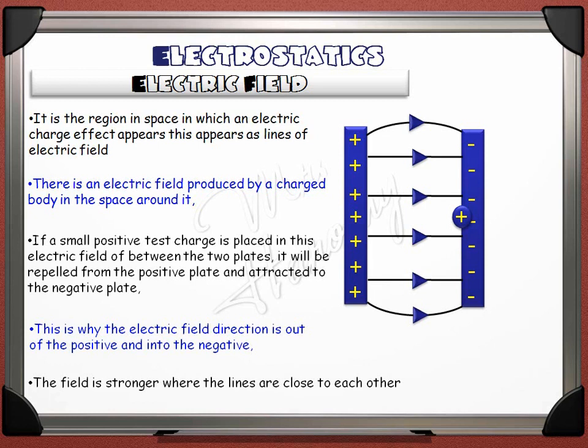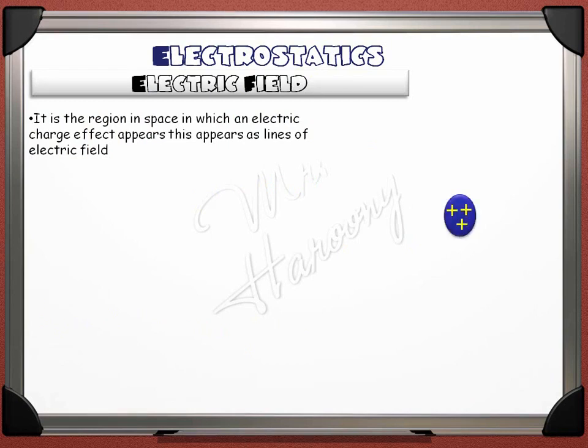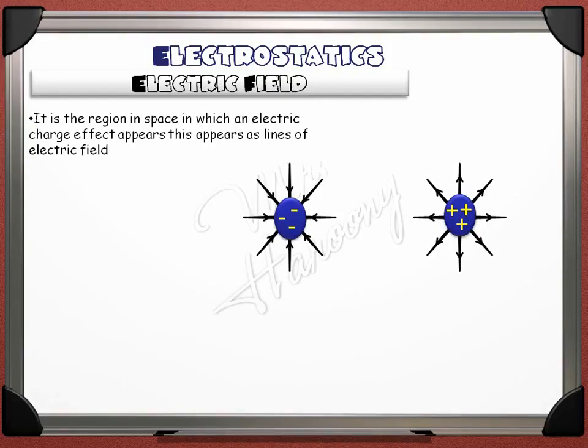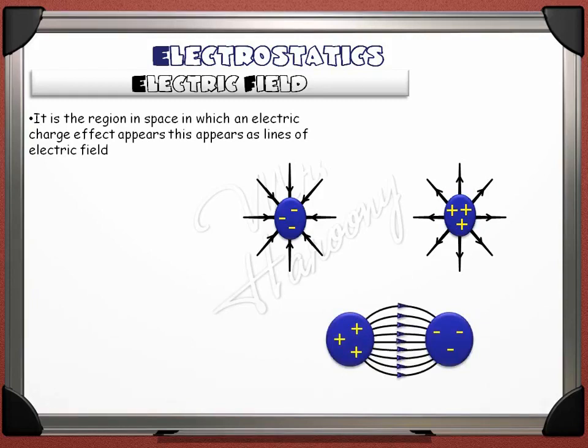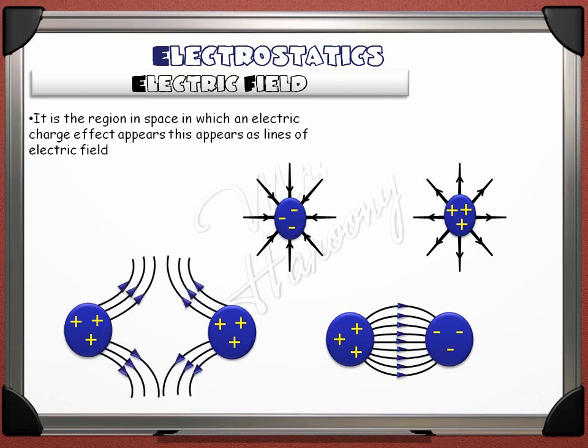We also have to know how to draw different shapes of electric fields. First, a positively charged sphere. It will have an electric field as arrows going out of the sphere. The negatively charged sphere will have an electric field as arrows going into the sphere. When two spheres of opposite charges are close to each other, this will be the shape of the electric field between them. But when the two spheres are of the same charge, for example positively charged, this will be the shape of the electric field between the two spheres.